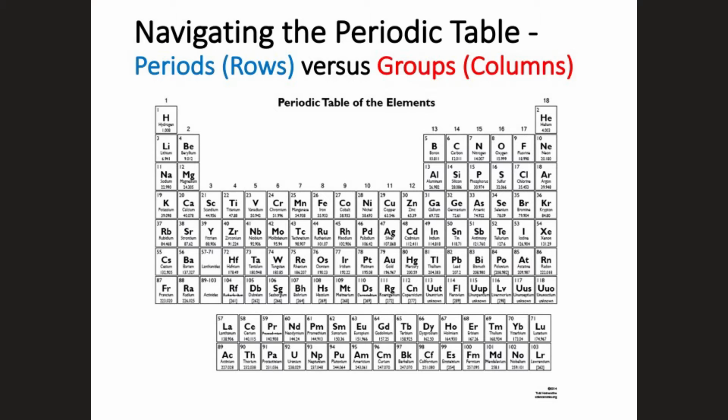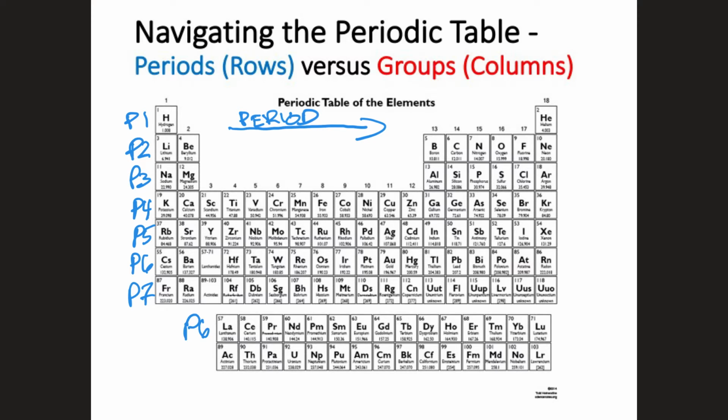First off, what we need to understand is that the periods are the long direction, so they are going to run in this direction. So that's period. And so let's number them. There's period 1, period 2, period 3, period 4, period 5, period 6, and period 7. Now the last two rows down here, the F block, they are in period 6 and period 7. They fit right here in this little slot.